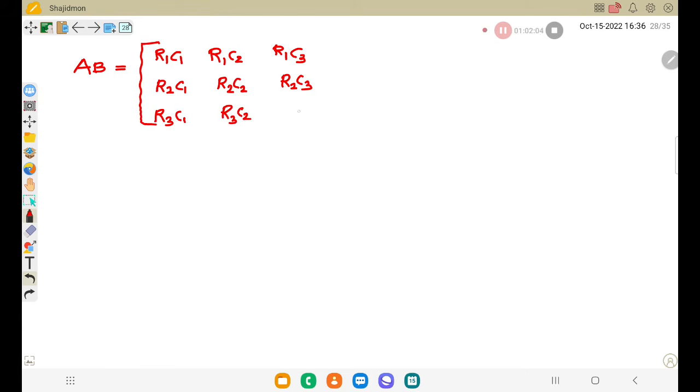So we can go to that one. A multiply B matrix equals a matrix. First we need to do R1 C1, R1 C2, R1 C3, R2 C1, R2 C2, R2 C3, R3 C1, R3 C2 and R3 C3. Now I hope you got the idea of how to multiply. So no need to write more steps, you can do that multiplication.